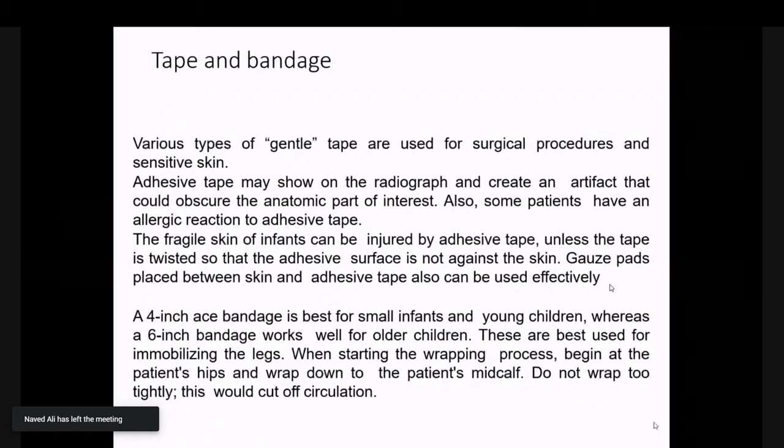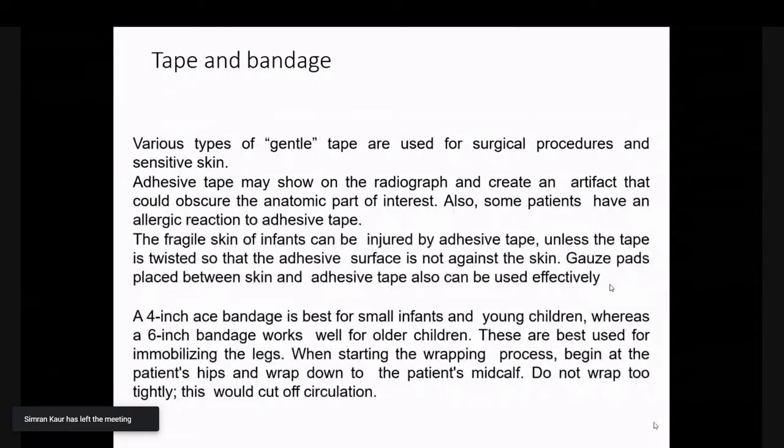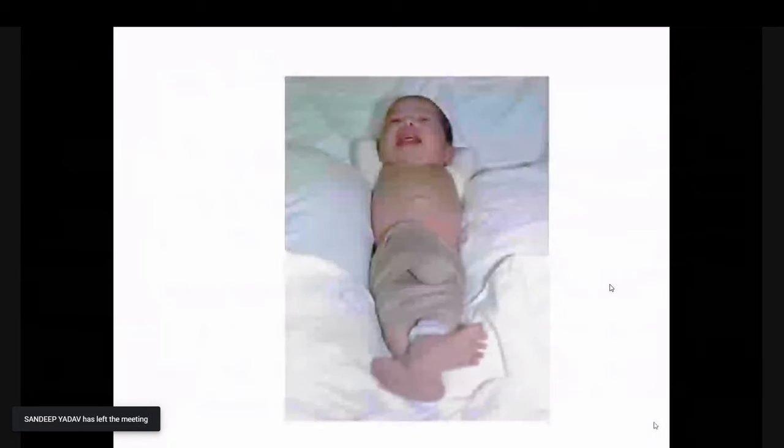A 4-inch ACE bandage is best for small infants and young children, whereas a 6-inch bandage works well for older children. These are best for immobilization of the legs. When starting the wrapping process, begin at the patient's hip and wrap down to the patient's mid-calf. Don't wrap too tightly, as this can cut off the blood circulation. So this is how we can use these ACE bandages.